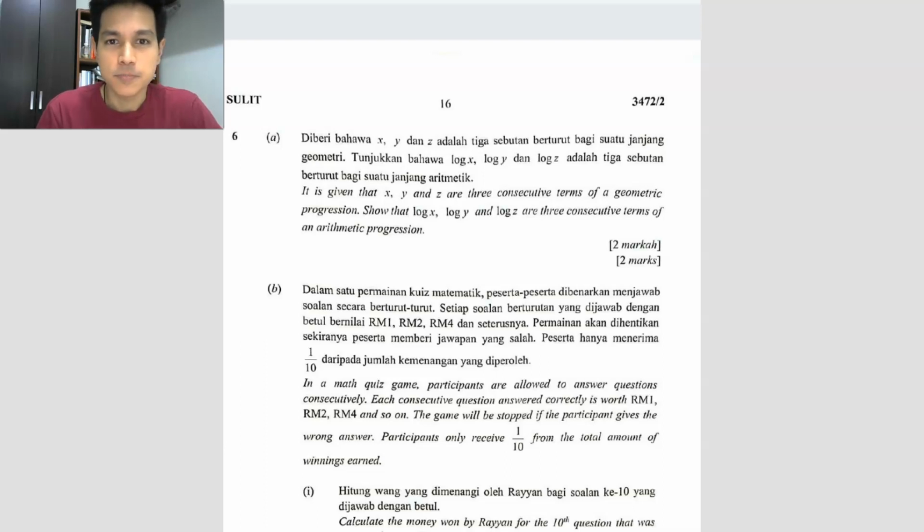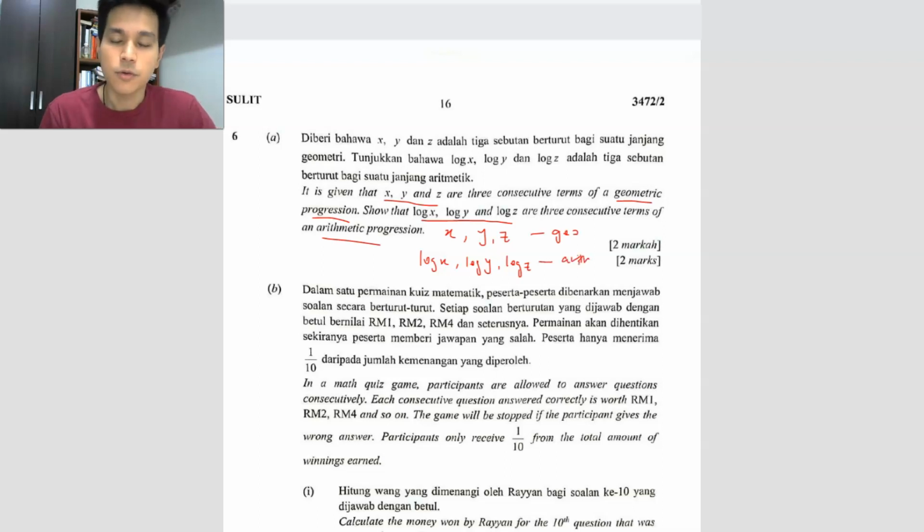So this question, it is given that x, y, z are three consecutive terms of a geometric progression. So you got x, y, z. Show that log x, log y, log z are three consecutive terms of an arithmetic progression. So log x, log y, and log z is arithmetic.